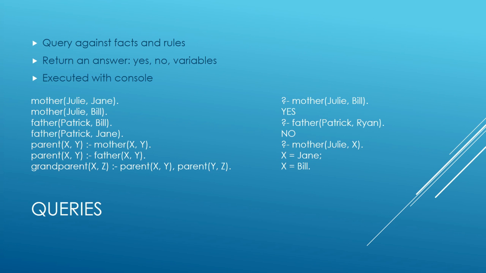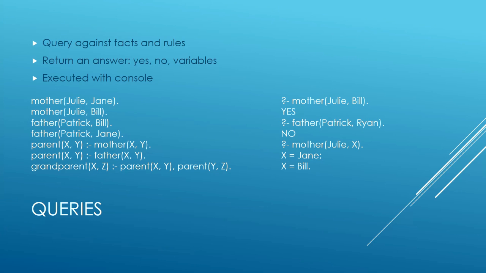Queries in Prolog are pretty much the same thing as queries in SQL. The only thing is that instead of querying against the database, you're querying against the facts and the rules in the .pl file. The language will respond with an answer such as yes, no, or a variable that you wanted to find. So an example of a query in Prolog is on the right. You start out by typing in a question mark followed by a dash, and then you can enter a relationship to see if it's true or not.